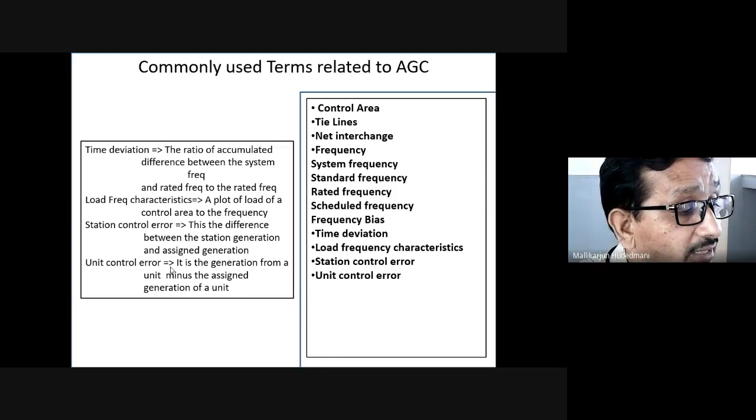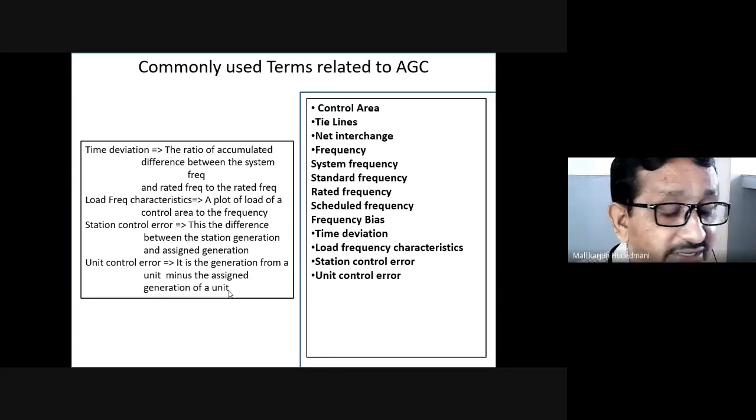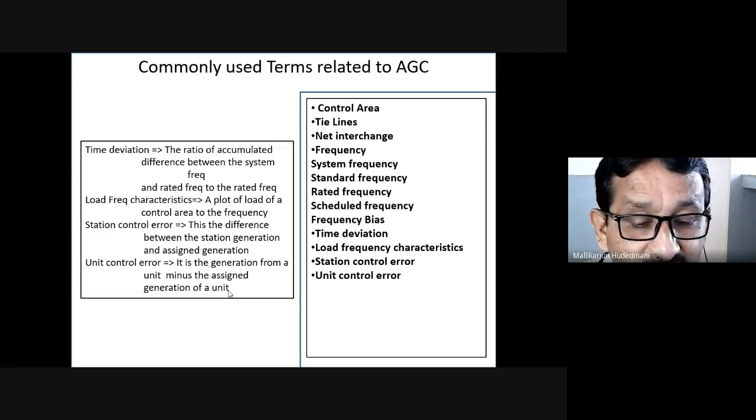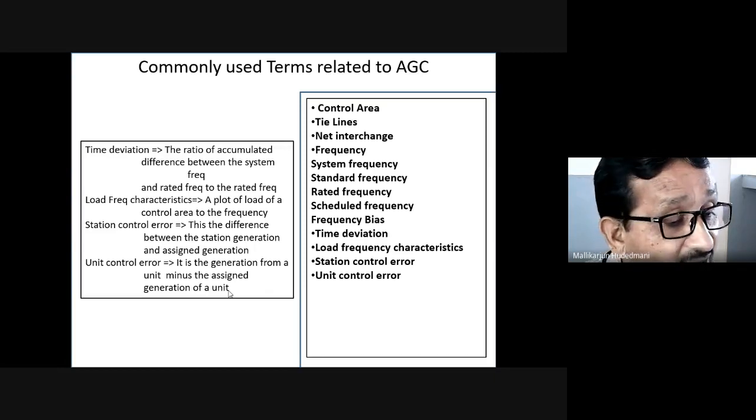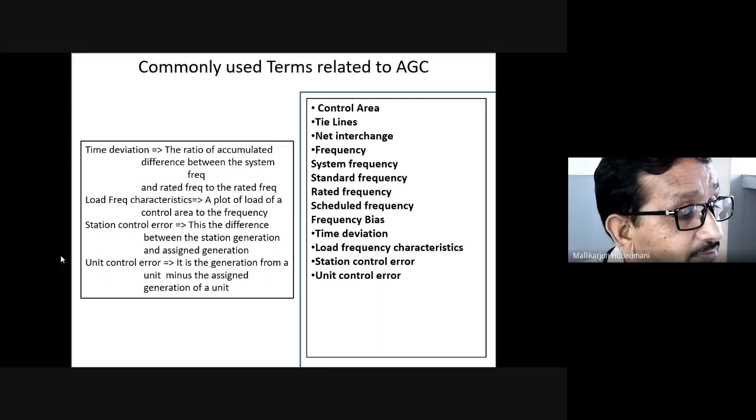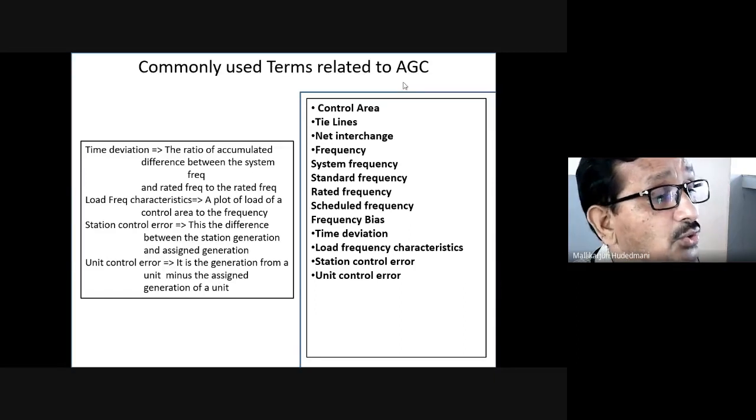Unit control error. When you come to a single unit, it is the generation from a unit minus the assigned generation of a unit. When I come to a generator perspective, it is so much, 10 megawatt, 9 megawatt, 25 megawatt, like that, expected and actual generation. What is right now happening with respect to each unit, a magnified view of it, is called unit control error. Likewise, these are a few keywords connected to the automatic generation controller.